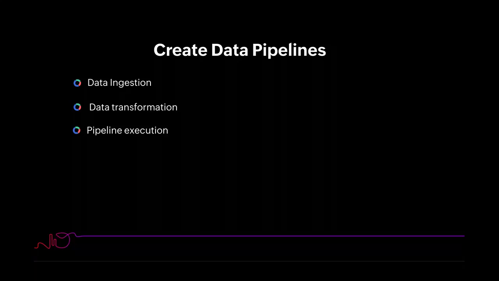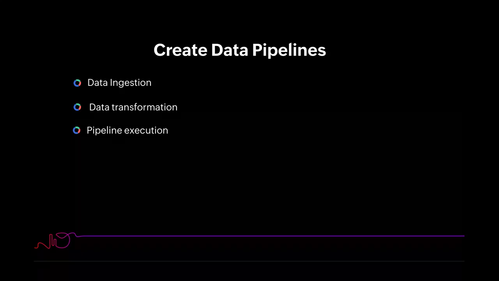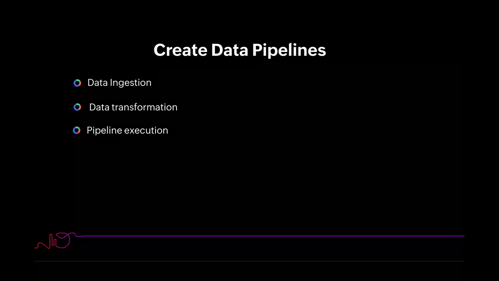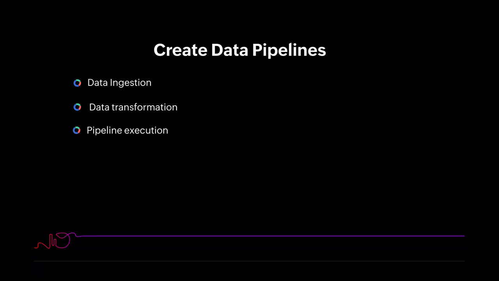Finally, we'll look at the pipeline execution. So this is where the actual data processing takes place. You can set up schedules for automated execution, ensuring your data is regularly updated. Monitoring this step is crucial as it allows you to track the performance and address any issues that arise.